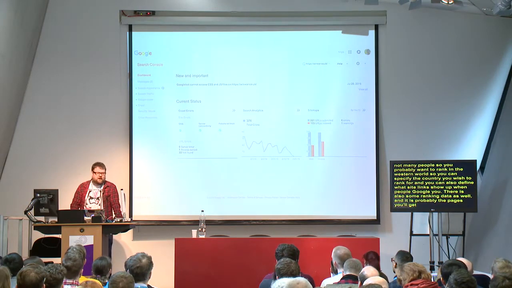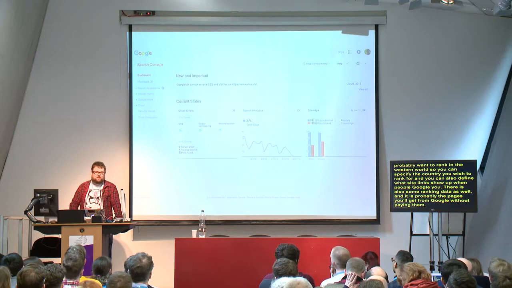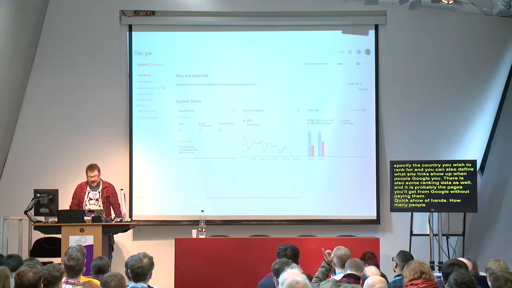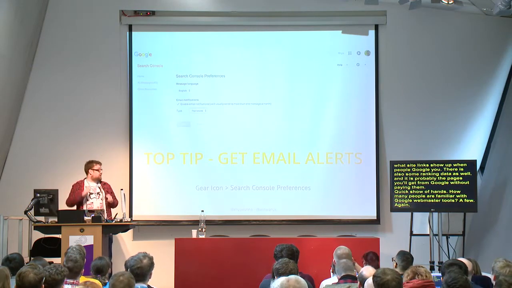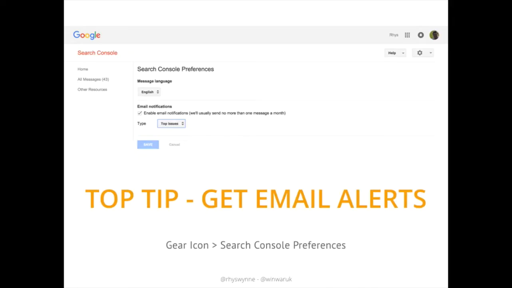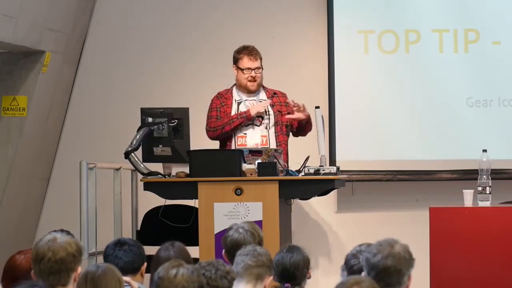So, quick show of hands, how many people are familiar with Google Webmaster Tools? Okay, so a few of you. Again, here's my little top tip for it, which is to switch on email alerts. You can do that by going to the gear icon in the top right-hand corner, I don't know if you can see that, and going to Search Console Preferences, and you can switch on email alerts. When I did this, it was actually switched off by default. Now, this was about 4 years ago, because it's linked to your Google account, so it may be switched on by default now.